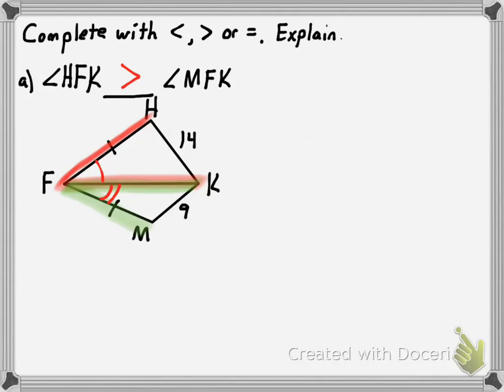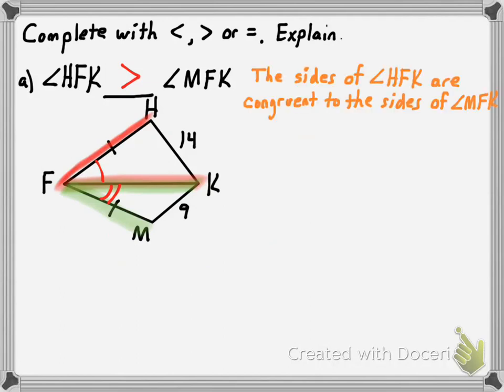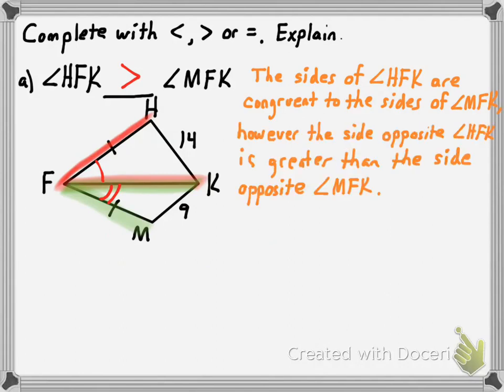And this could be your explanation. All right, the sides of angle HFK are congruent to the sides of angle MFK. I was just generalizing that a little bit to make it make more sense verbally. However, the side opposite angle HFK right here is greater than the side opposite angle FMK or MFK, which is right here. All right, that justifies why this is true.